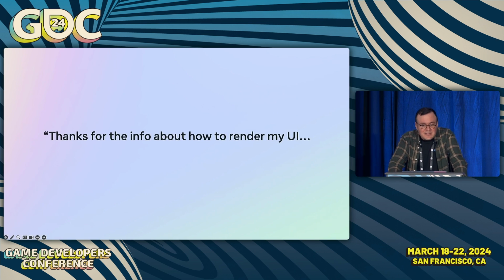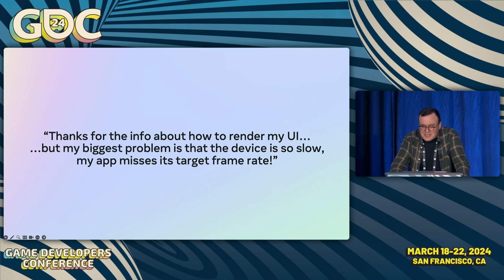OK, so I've given this talk to developers one-on-one before. That's my job as a developer relations engineer. And they tell me, thanks for the info about how to render my UI. But my biggest problem is that the Quest is so slow that my app misses its target frame rate. I get where they're coming from. The problem isn't quite as simple as the Quest is slow, although I get why you say that if you come from the console world. Just looking at clock speeds and core counts, though, the Quest 3 is on paper somewhere around PlayStation 3 level, which really isn't that bad.